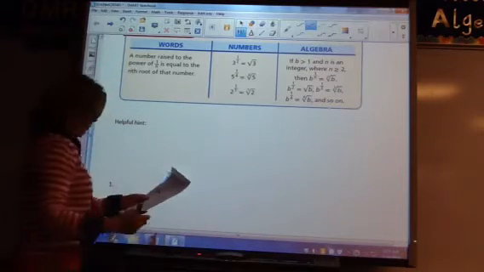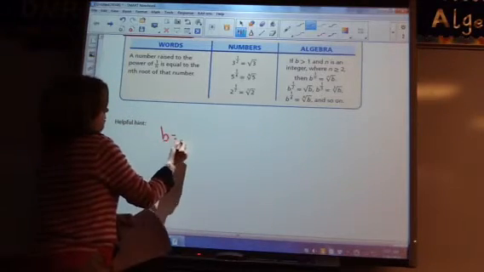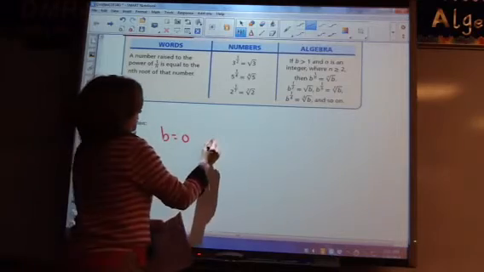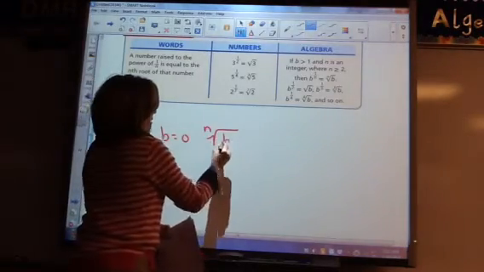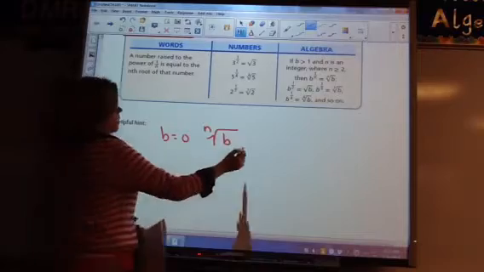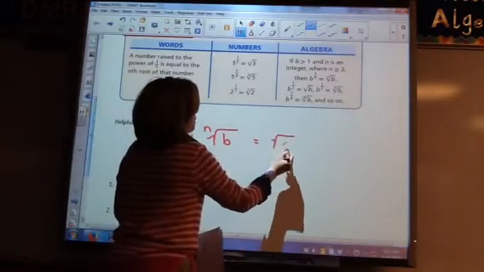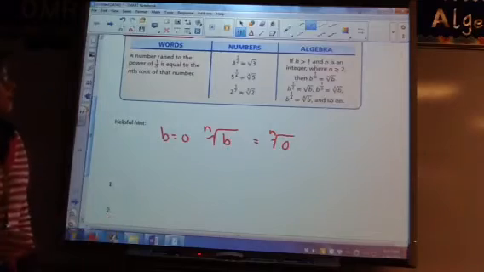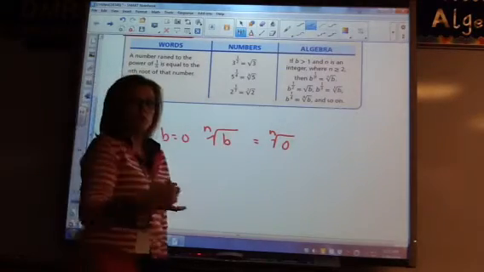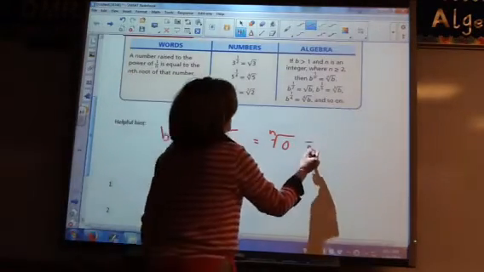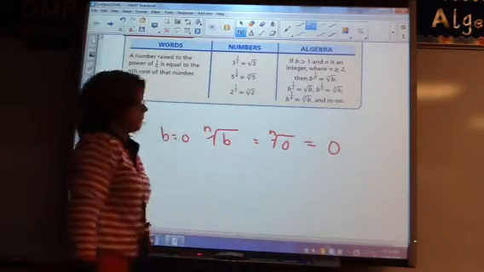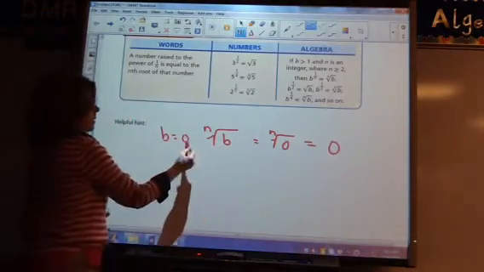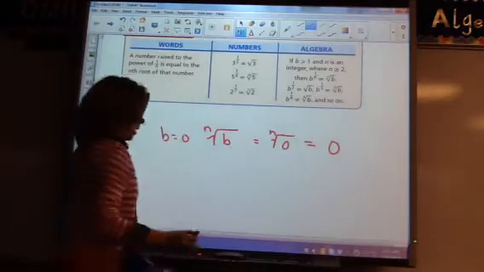I do need to go over a helpful hint here, guys. So if b equals 0, let's substitute 0 in for b. All right? What is 0 raised to anything? 0. So anytime b is 0, your answer is 0.